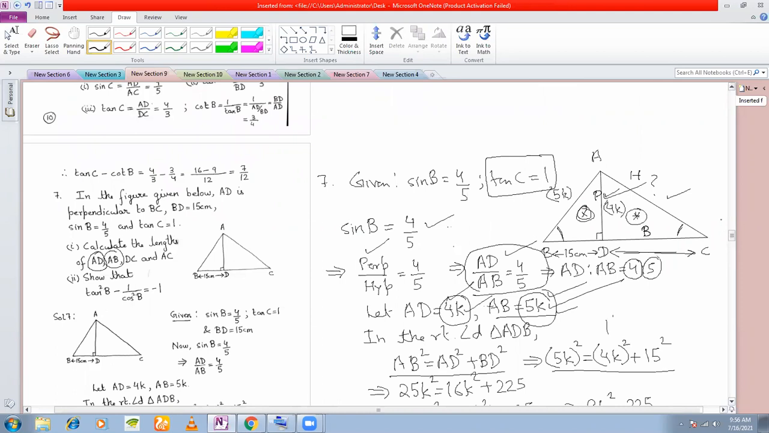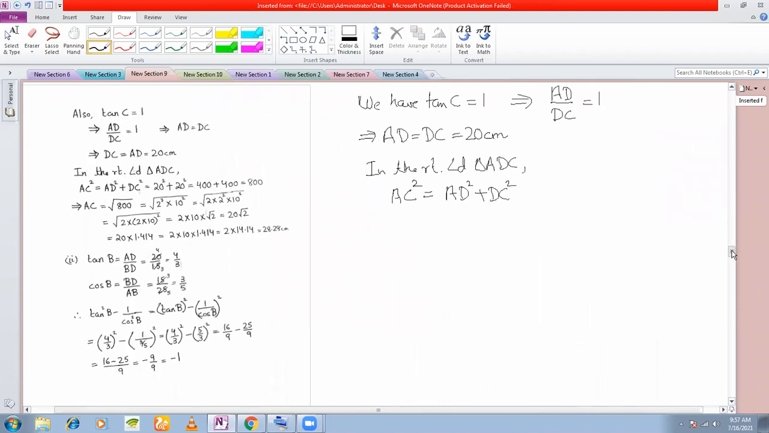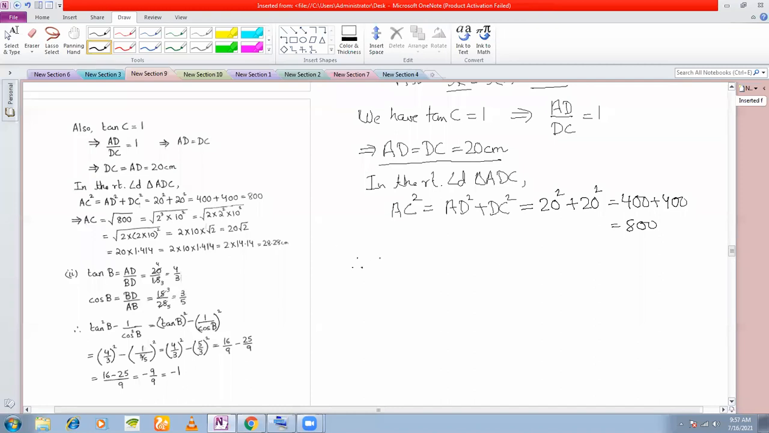What is the length of the perpendicular AD? AD we have found out, and DC also we have found out here. So how much is AD and DC? See, AD and DC both are equal to 20 centimeter. So put the values. 20 square plus 20 square, which is equal to 400 plus 400, which is equal to 800. Therefore AC square is equal to 800. Therefore AC must be equal to square root of 800.